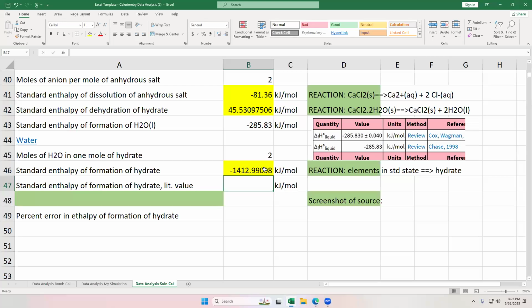So it's not easy to find the standard enthalpy of formation of hydrates, but I found a source, and that's Lange's handbook. So I need you to look at Lange's handbook, look it up for me.